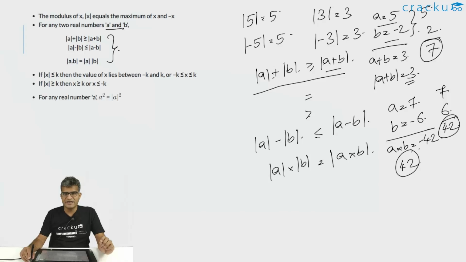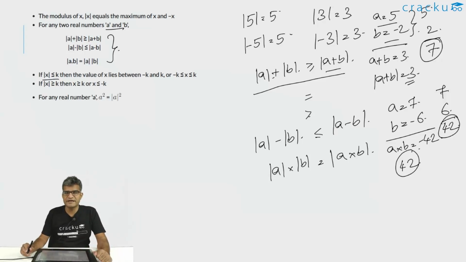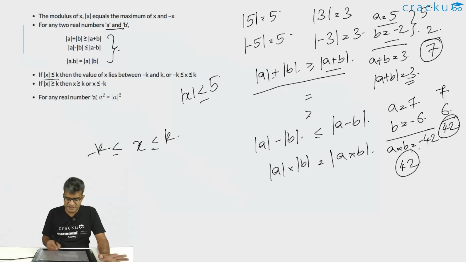Similarly, if you are given an inequality in modulus, which says that modulus of x is less than or equal to k, where k is a positive number, it would imply that x will lie between k and minus k. For example, if you are told that modulus of x is less than or equal to 5, this would imply that x has to lie between 5 and minus 5.